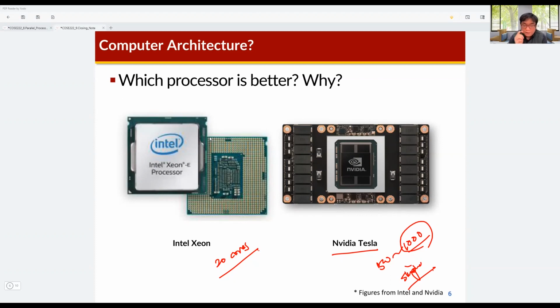If you want to run machine learning applications or neural networks, then NVIDIA Tesla is good for these applications. But if you want to run normal applications like a web browser or operating systems, then Intel Xeon will be better.